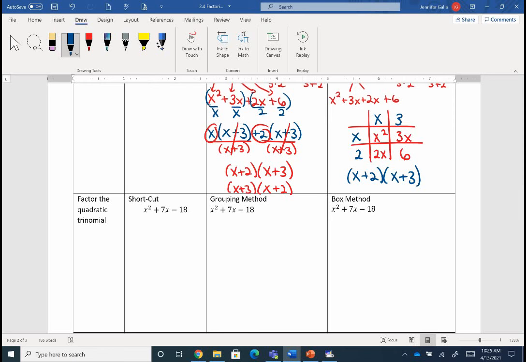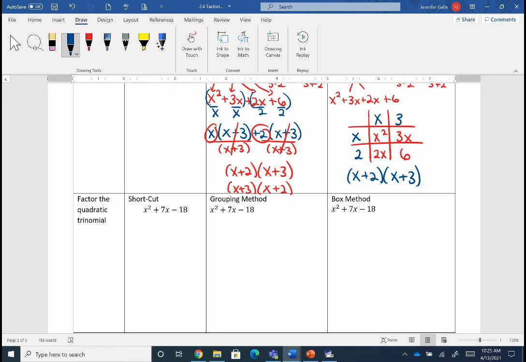But I want to make sure you have a solid way to do these and not just solely rely on a shortcut. Because the grouping or box method is going to get us through what we need the rest of our factoring. So not just today, but also our next lesson as well.